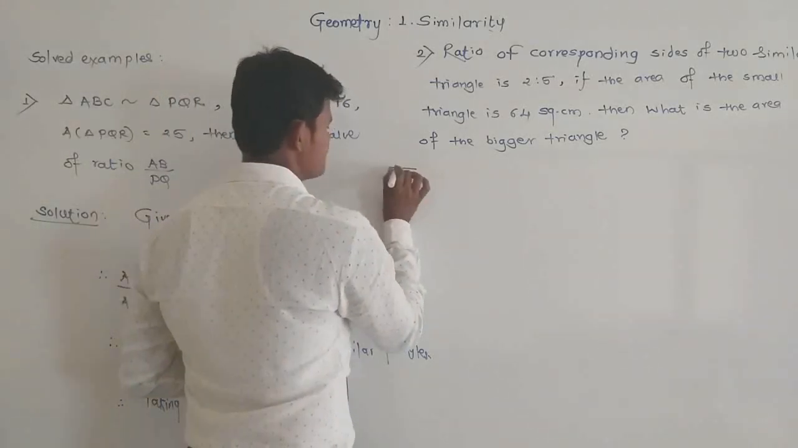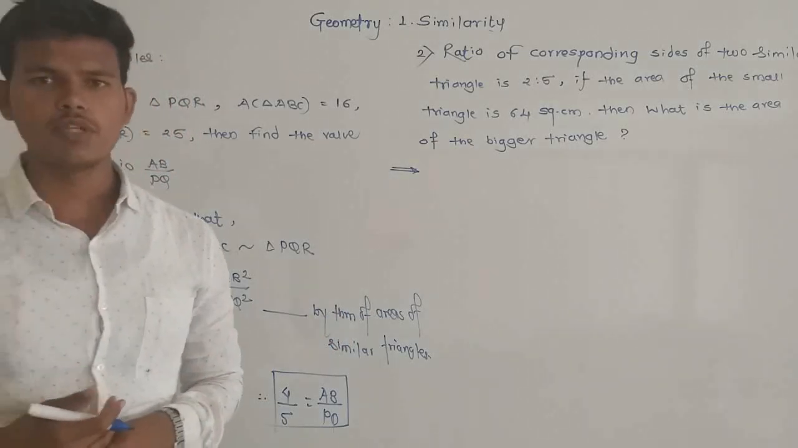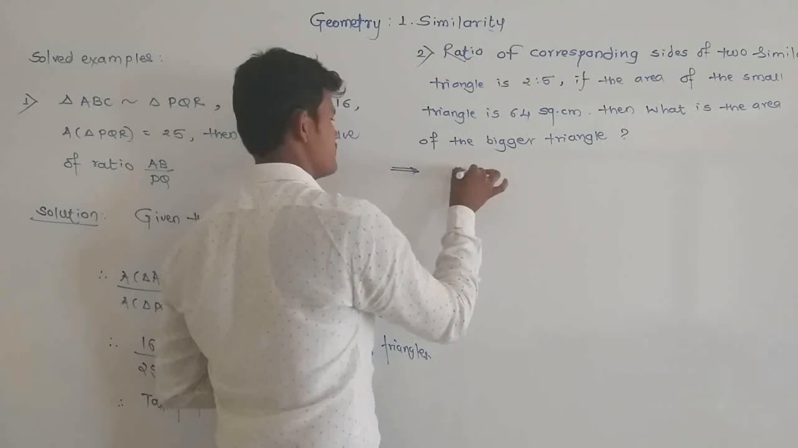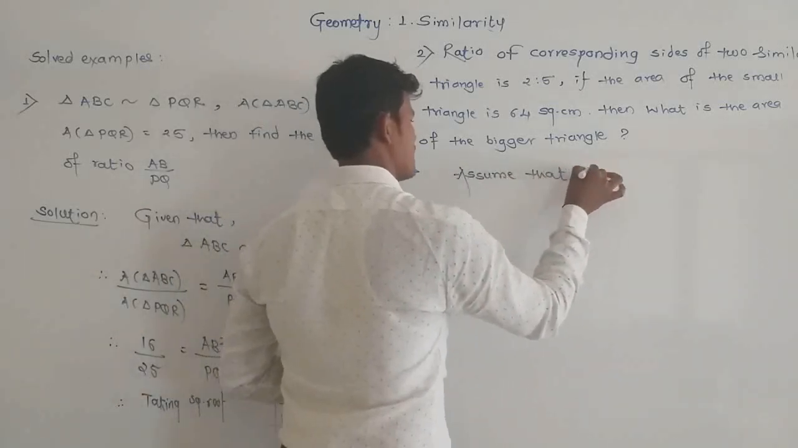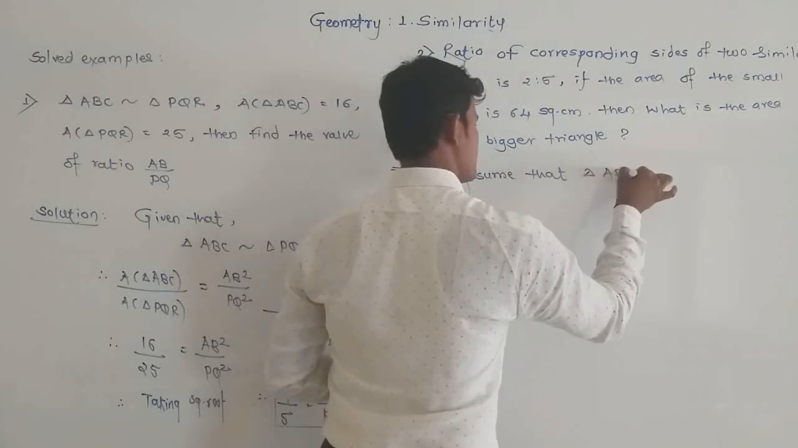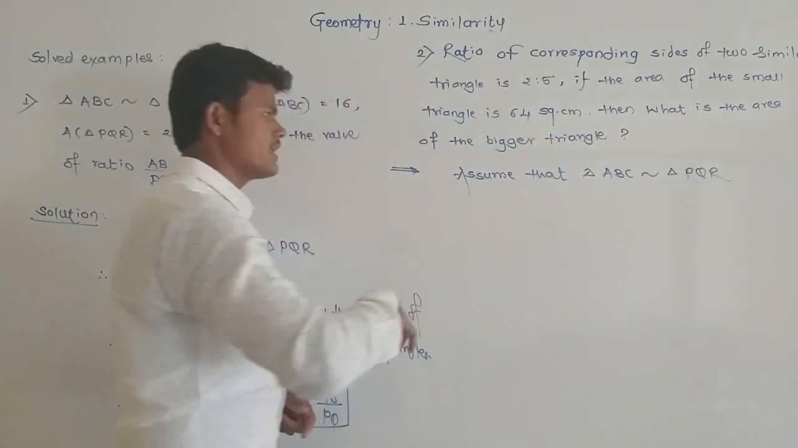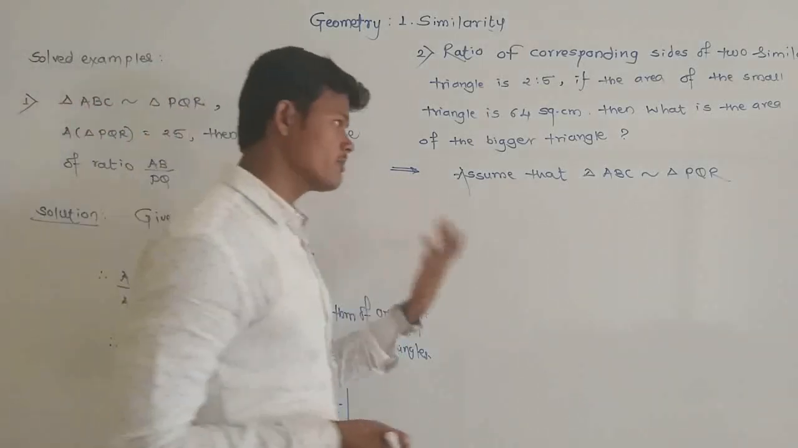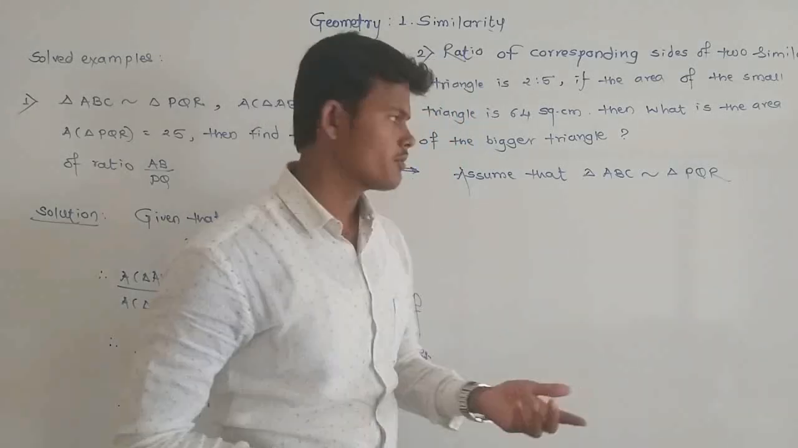Okay, note that the names of the triangles are not mentioned here. So first of all, we have to assume that the two triangles are similar. So assume that triangle ABC is similar to triangle PQR. We are assuming that two triangles are similar, that is triangle ABC similar to triangle PQR, but out of triangle ABC and PQR, which one is smaller and which one is greater, you will have to consider that also.